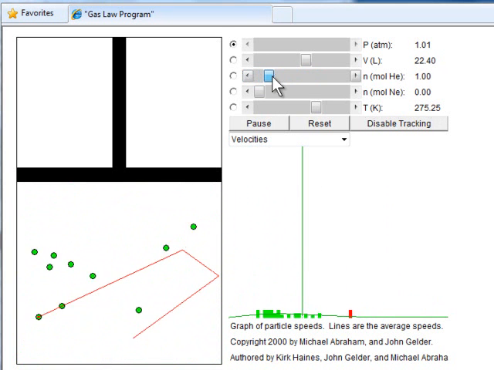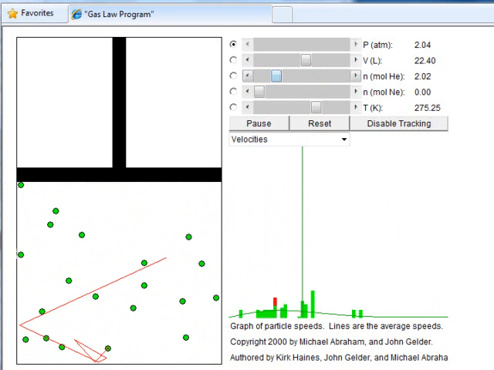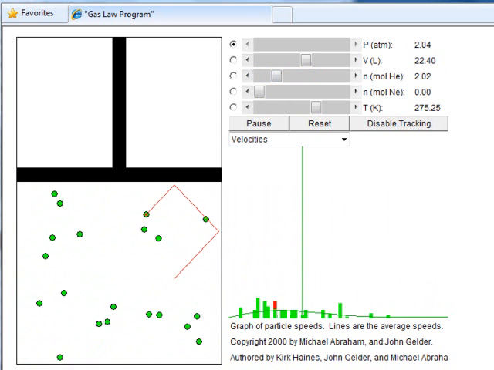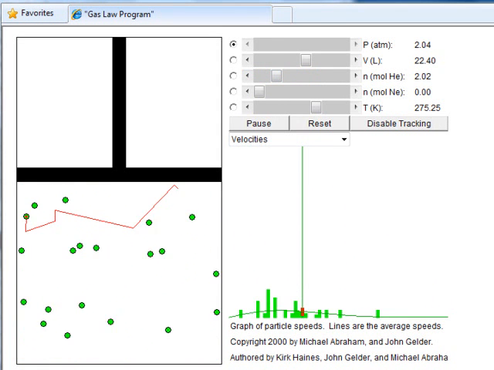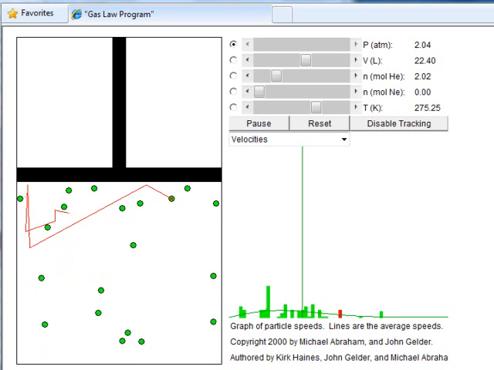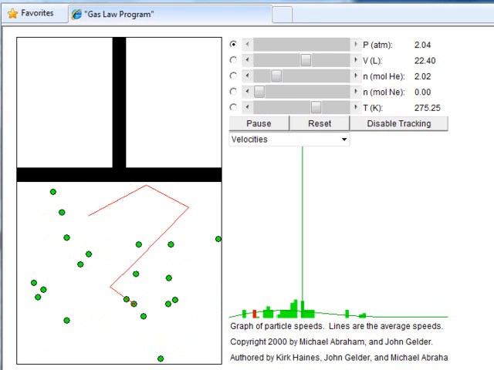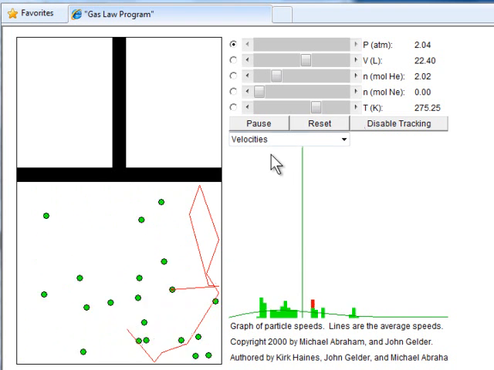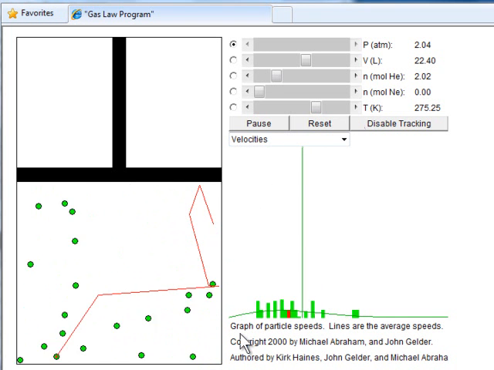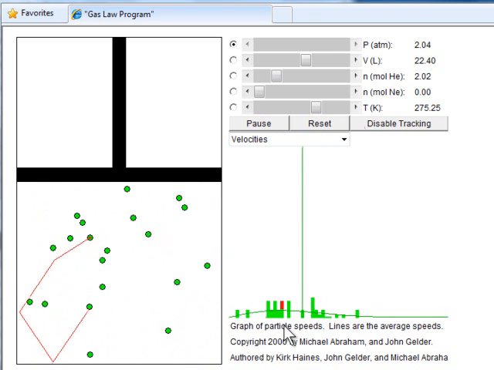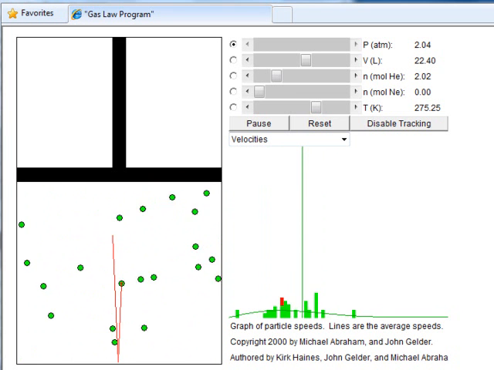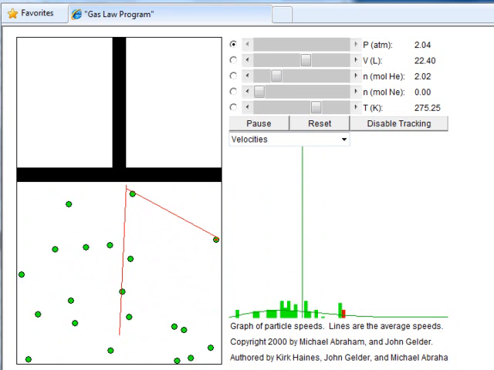So what does this mean about the height of our boxes? What is that telling us? Well, the taller the box is, the more particles we have going at that speed. But what about this green line that's going down the middle of our graph? What does that show us? Go ahead and take a second, see if you can figure that out.